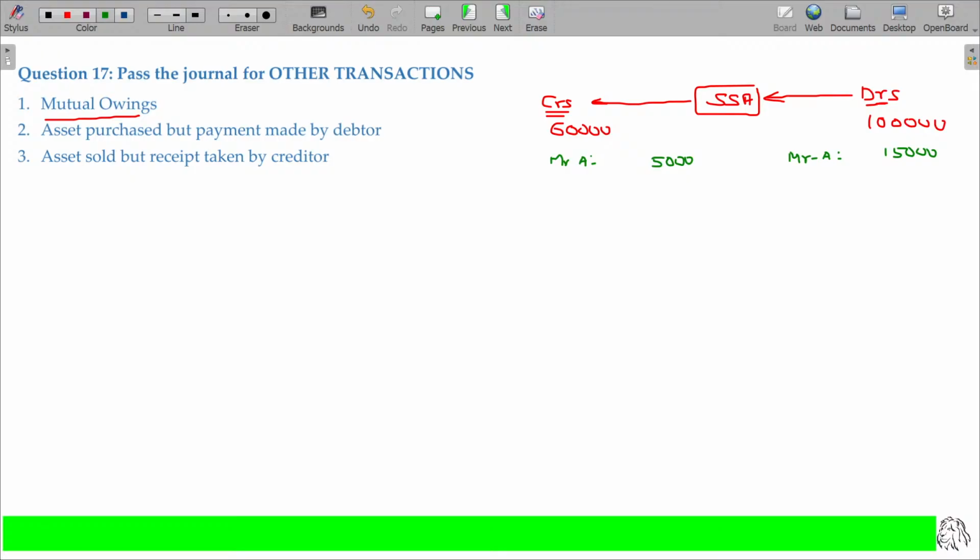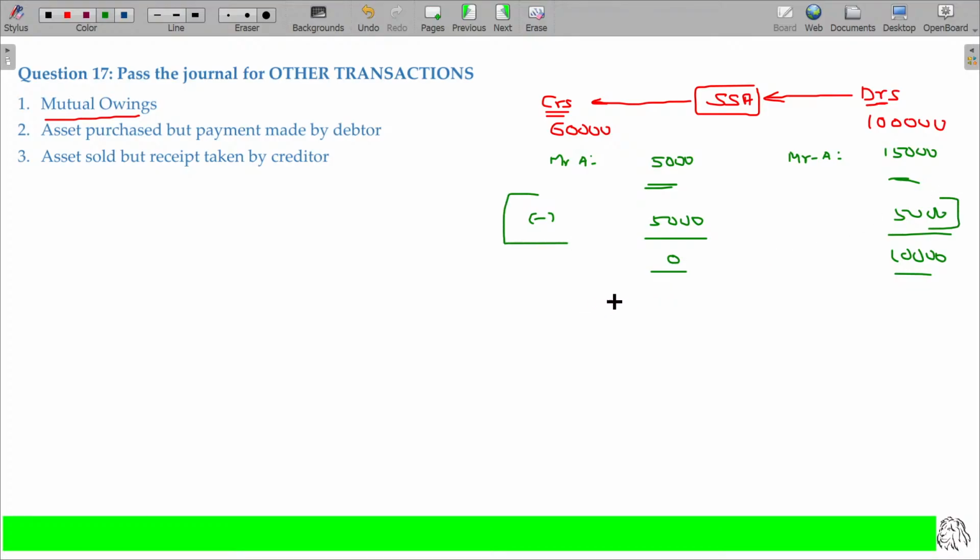I am owing to Mr. A as well as I am recovering from Mr. A. In that case, to the extent of equal value, 5,000 will be subtracted so that Mr. A pays 0 on that part. From the 15,000, 5,000 is subtracted, so 10,000 he has to pay after adjusting. You have to pay me 15,000 rupees, I have to pay you 5,000 rupees. Adjusted balance, you have to pay me 10,000 rupees. That is mutually adjusting. How to pass it for this transaction?